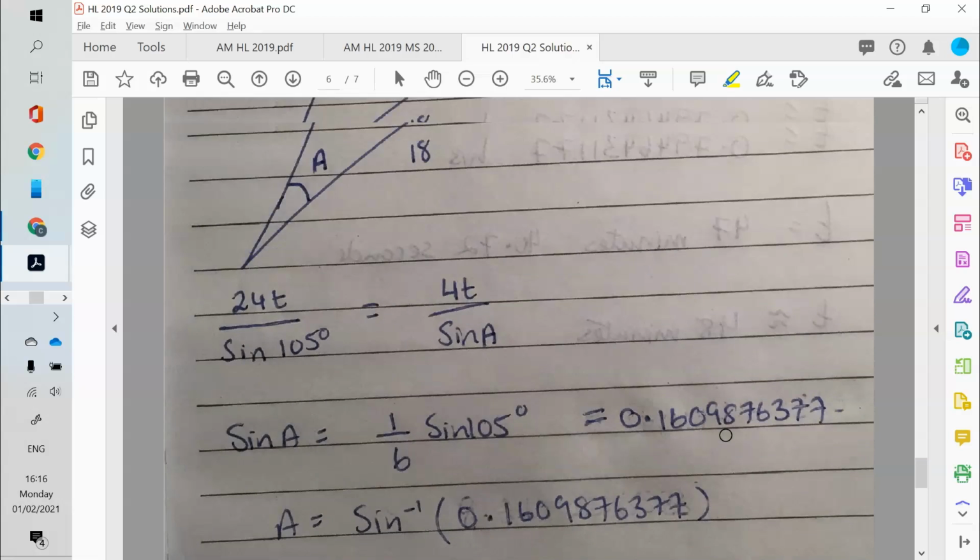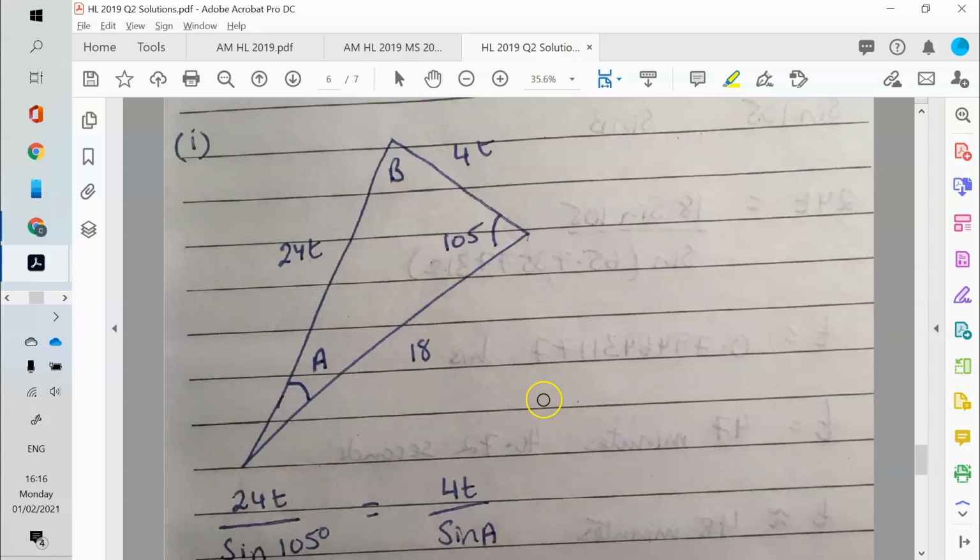We then go back to choose our sine rule again, but this time we only use one of these unknown distances. We use the angle that we know, so we must use the 24t to go with it because it's the opposite. We can't use the 4t, so we have to use the 18, and that will mean we have to use the angle B. So we're going to use 105 degrees with 24t and the B that we just calculated with the 18.